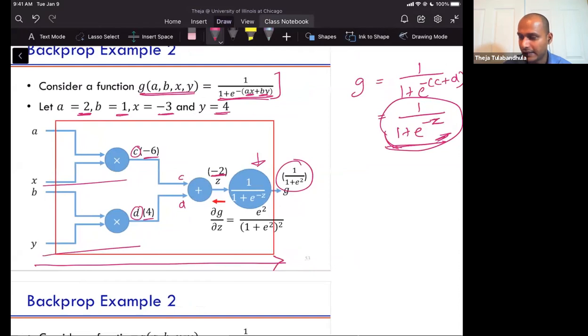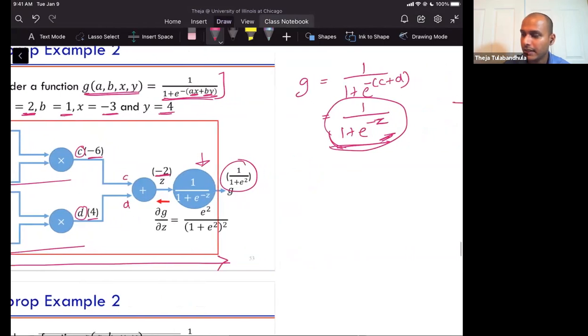For these input values, now the question is, hey, can you give the gradients of the output with respect to maybe all of these four inputs at this given value of the input? Okay, a is equal to 2, b is equal to 1, x is equal to -3, and so on. So that's the question. So is the question clear?